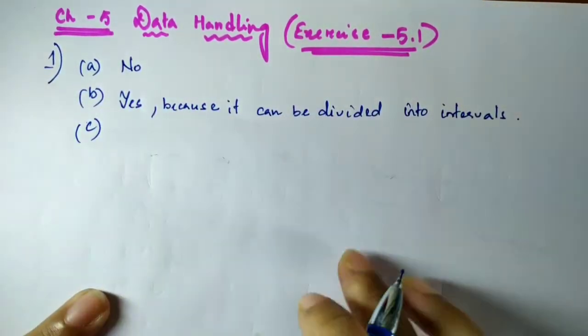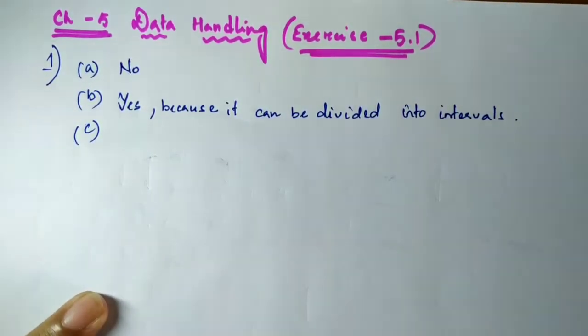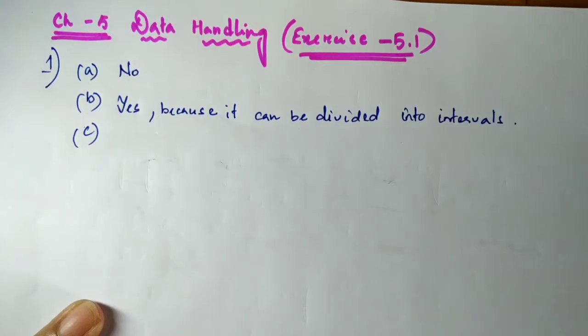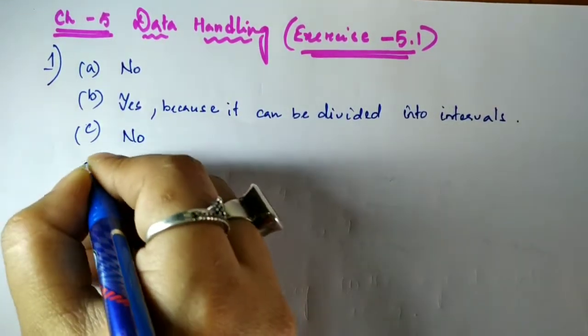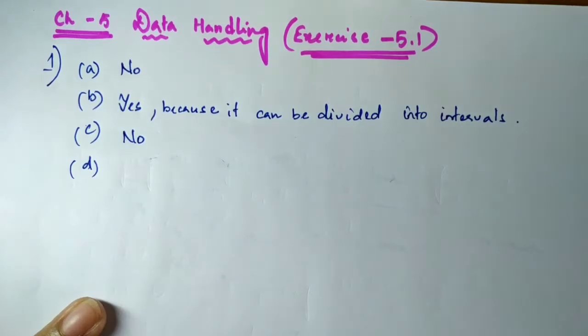For C, the number of cassettes produced by 5 companies. Now different types of cassettes may be there, so we cannot categorize them into different categories and then divide them into intervals, so that will also be no. Please write the reason. You have to write the reason by yourself.